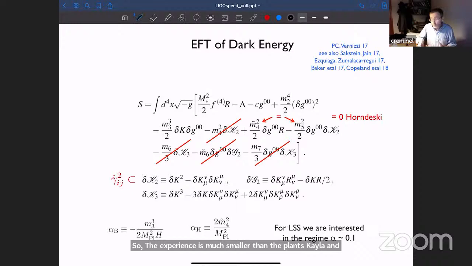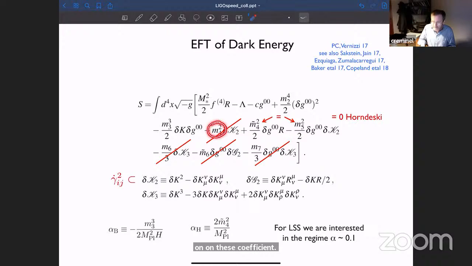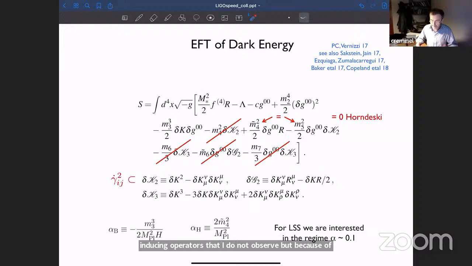So you can say, okay, you put a constraint on this coefficient. Does it make sense to keep this coefficient very small and at the same time leave this one large and observable in the future? Well, it turns out that the short answer is yes. So it is possible to find symmetries of the action which protect this remaining operator. In a sense, you can keep these operators large or observable without inducing operators that I do not observe because of the fact that the speed of gravitational waves is very close to the speed of electromagnetic waves.